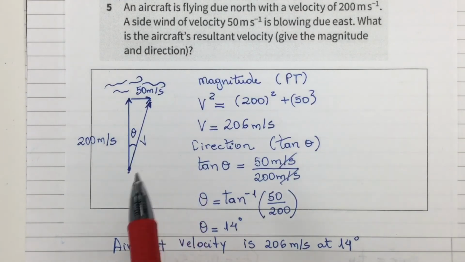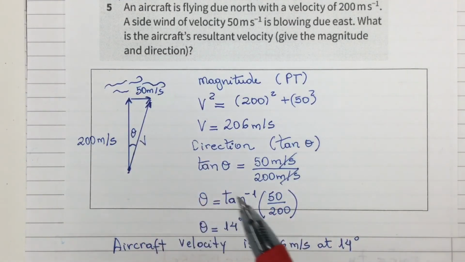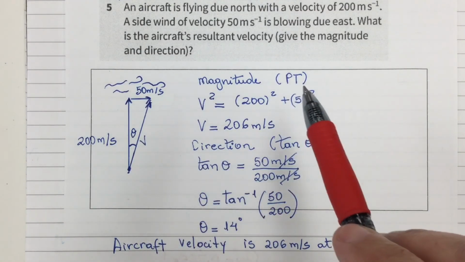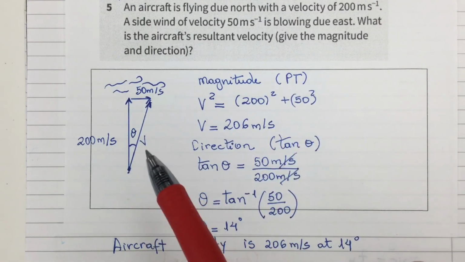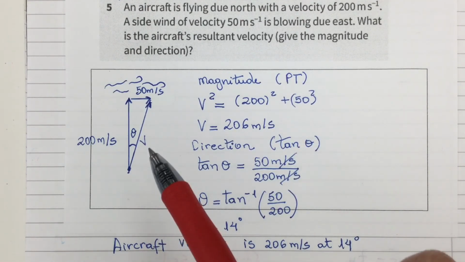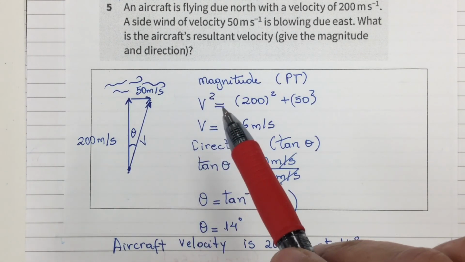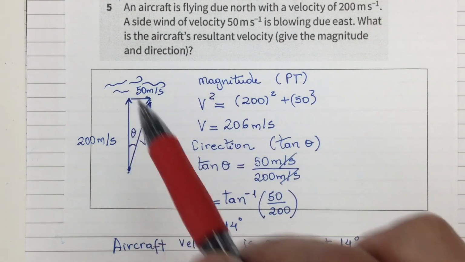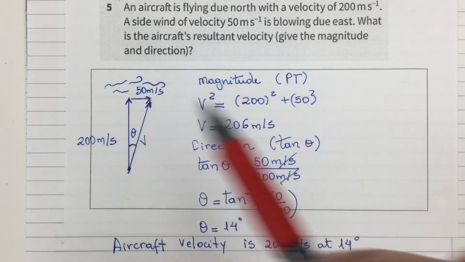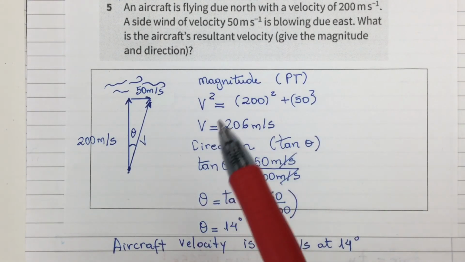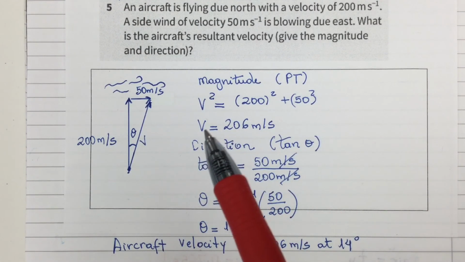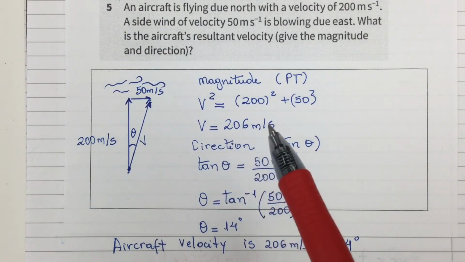Because we form a right triangle, we can use the Pythagorean theorem, considering that this velocity now is the hypotenuse. So the hypotenuse squared is equal to the square of one side plus the square of the other side. So that's the value, or the magnitude, of the velocity of the aircraft.